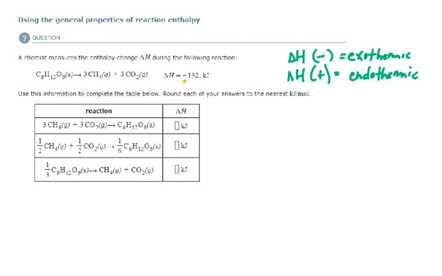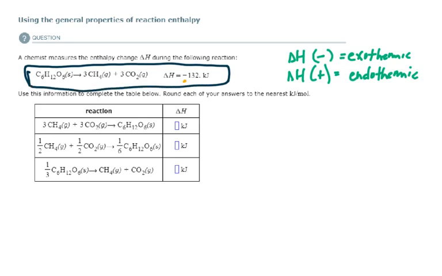So how can we tackle this problem? What other background information do we need to know? Well, we need to understand what this, often referred to as a thermochemical equation, is telling us and how we can interpret the information presented here. When I look at this thermochemical equation, I see that it is the decomposition of this substance, which is glucose. It's breaking down into this substance, methane, and this substance, carbon dioxide.